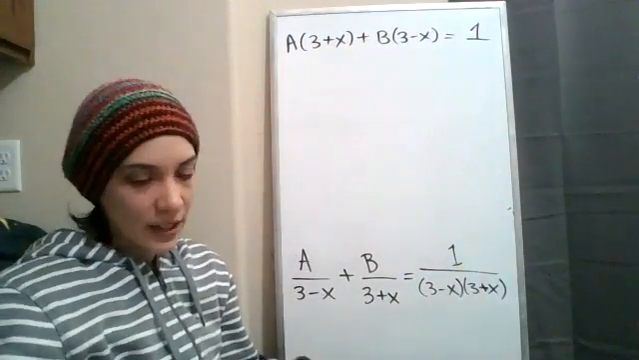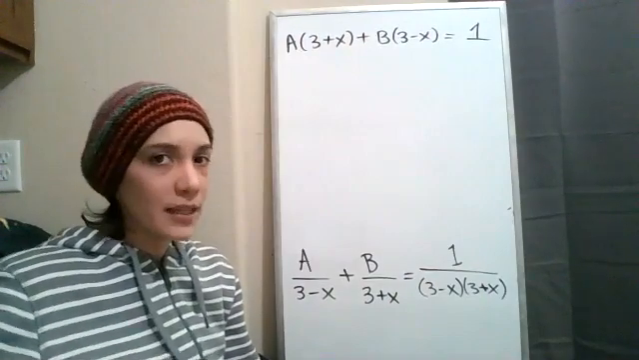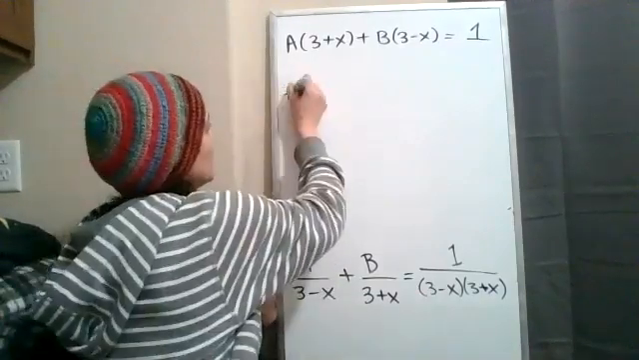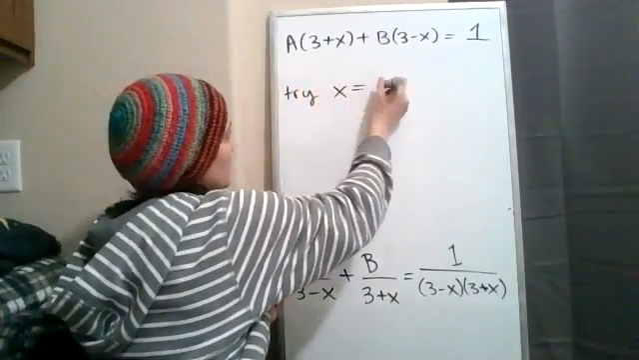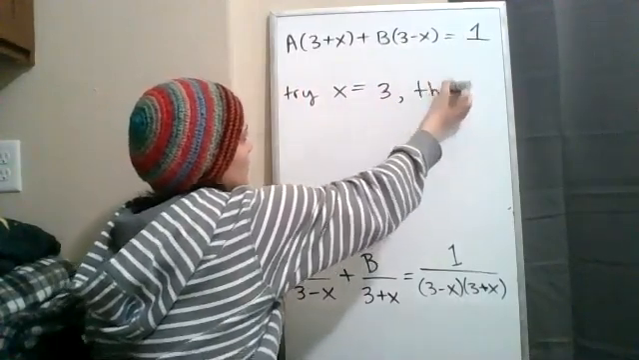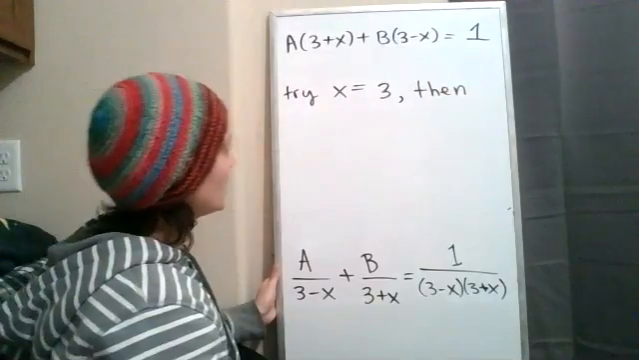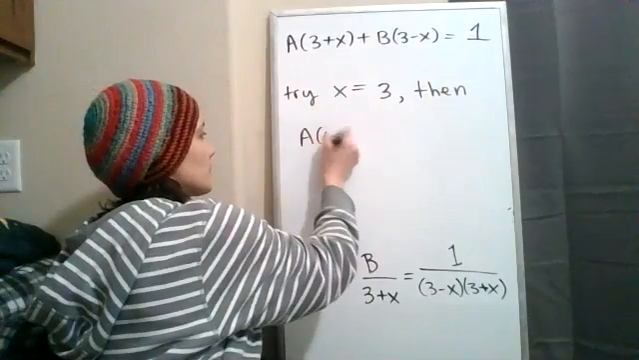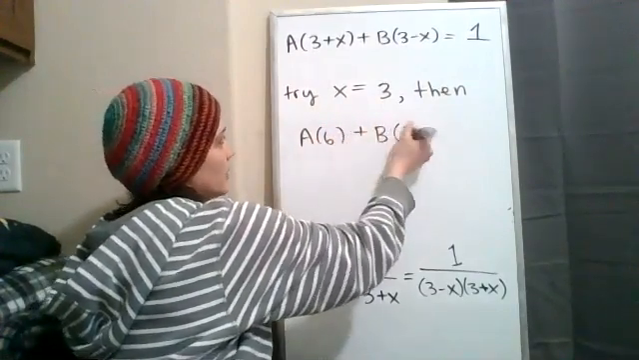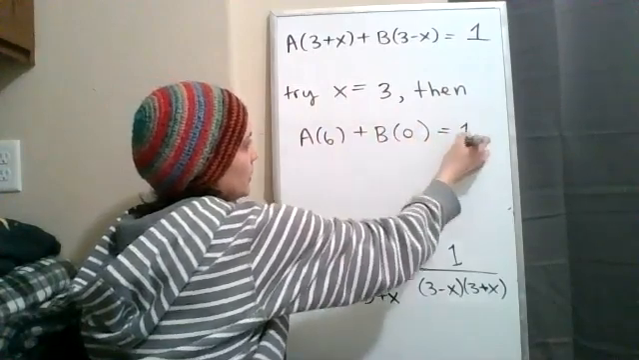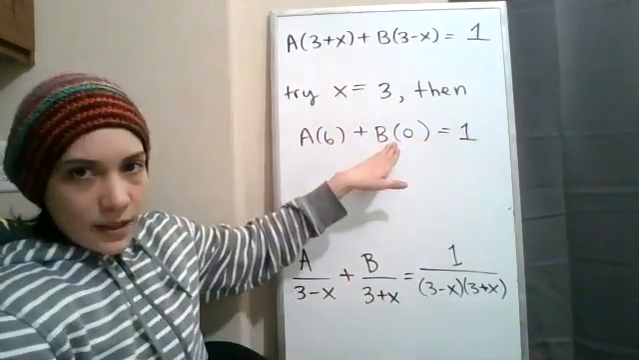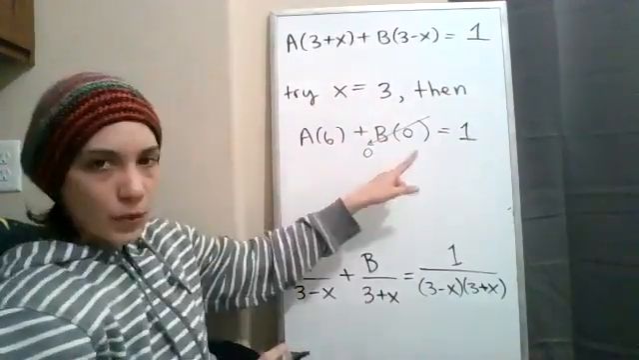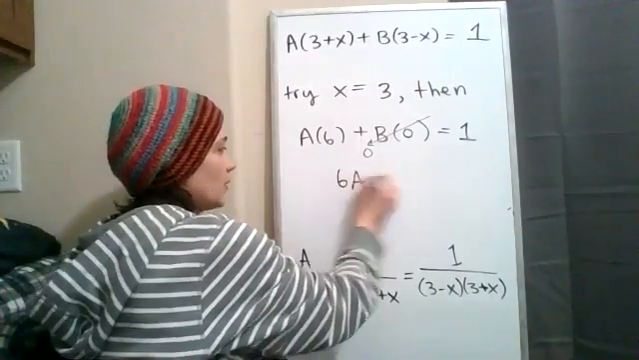And you can use any value for x, but I think a good number would be -3 and then +3. Let's try x equal to +3 first. All right. A times 6 plus b times 0. So that's gone. That's 0. 6a equal to 1 means a will equal 1/6.